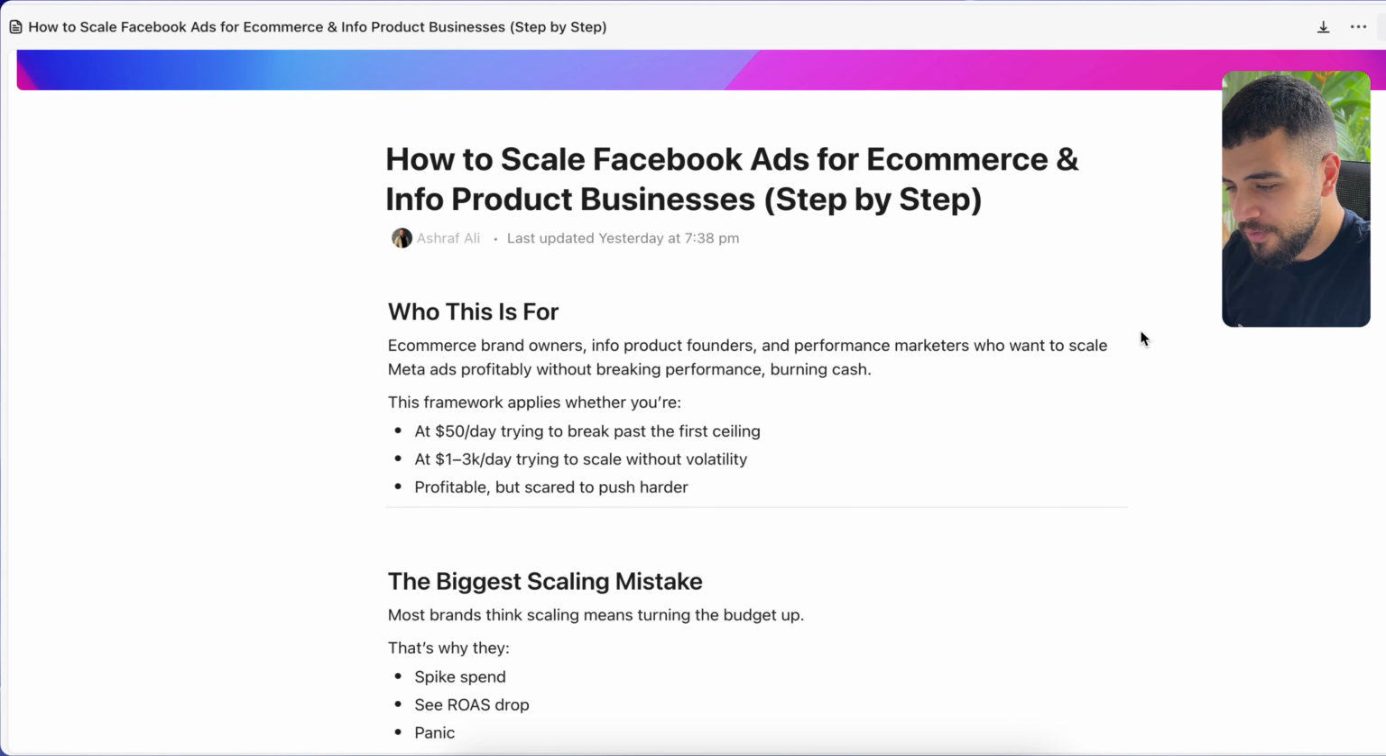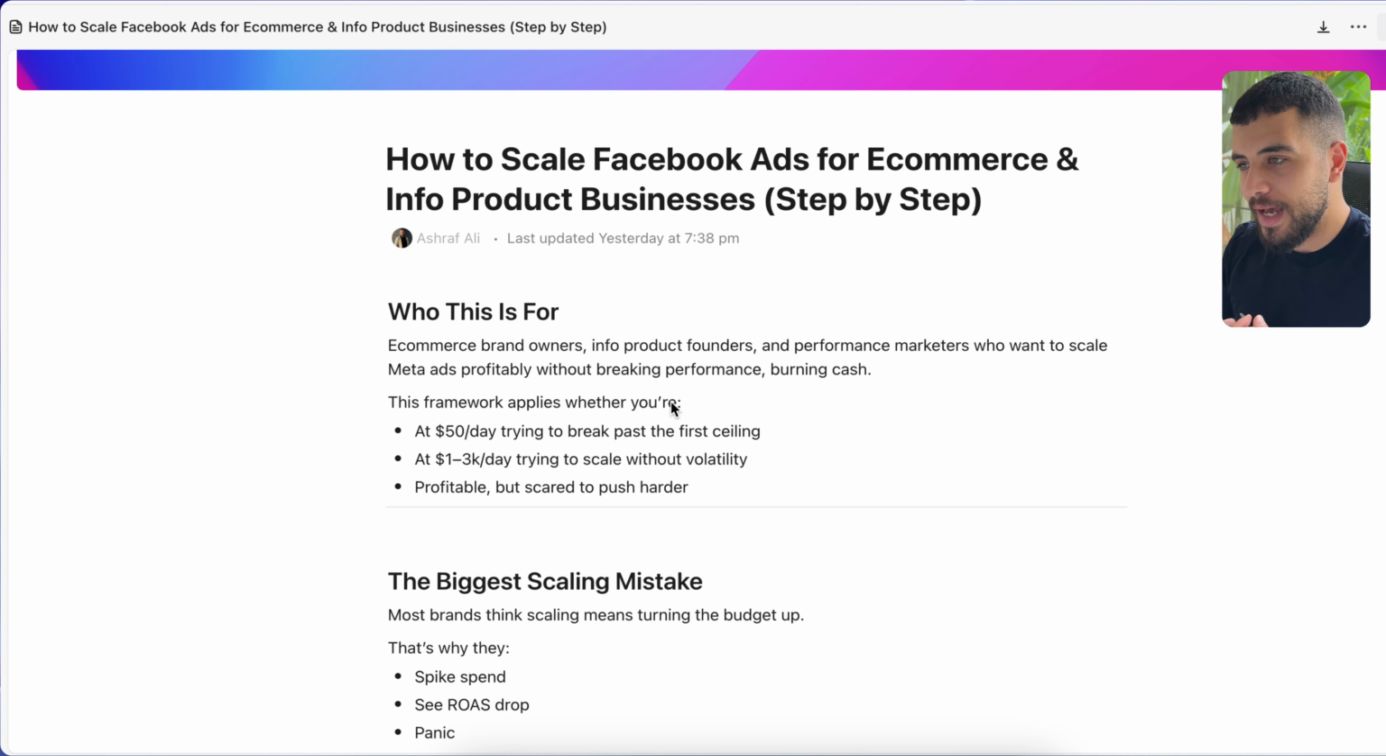So first of all, who is this for? It's mainly for e-commerce brand owners, info product founders, anyone who wants to start a mentorship, anyone who has any type of product that they want to sell online. This framework applies whether you're at $50 a day trying to break your first sale, or even if you're at $1,000 to $3,000 a day in daily ad spend trying to scale, but nothing is really picking up. You're facing a plateau. And yes, people also face a plateau at that level.